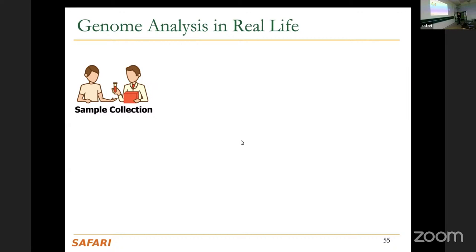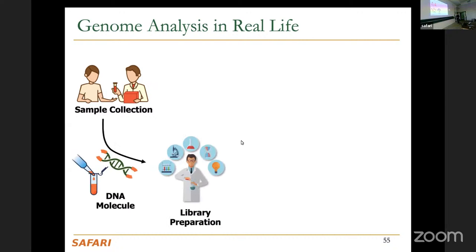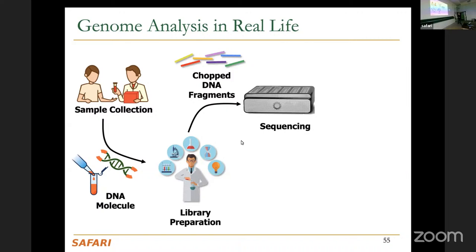How we start with genome analysis in real life today is with sample collection. It might be your blood, it might be your saliva, and so on. Then we prepare it in a lab environment, in some liquid, so that your DNA is amplified and so on. You create many copies of your DNA. This is referred to as the library preparation step.